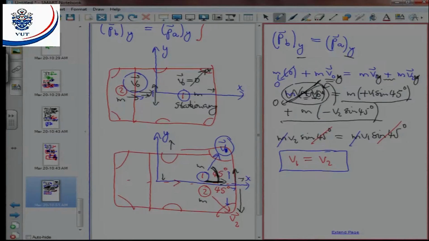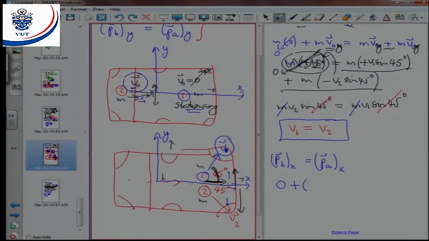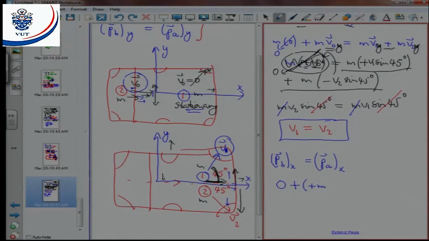Okay, and then to get the second equation, we use conservation of momentum in the x direction. So momentum before in the x equals momentum after in the x. Before, for ball number 1 it's stationary, so the momentum before is 0, it's not moving. And then for ball number 2 it's m times v naught, and it's positive because it's going towards the positive x-axis, so it's plus m v naught.